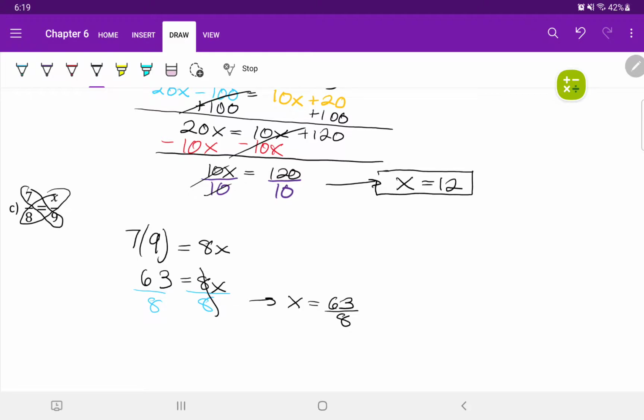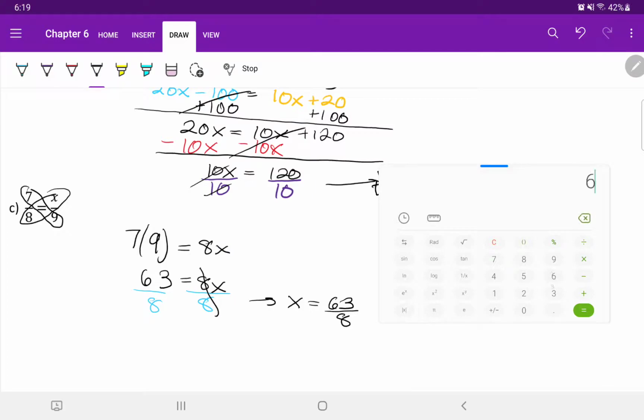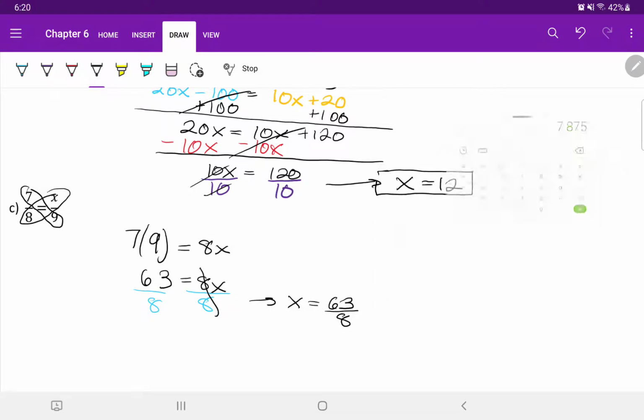In this case, if we divide 63 by 8, we get a decimal. I don't want 7.875. So what I'm going to do is leave this as a fraction. And you should do the same thing unless it gives you the choice to enter it in as a fraction or a decimal. In my case, I am choosing to leave it as a fraction. Doesn't mean you have to.